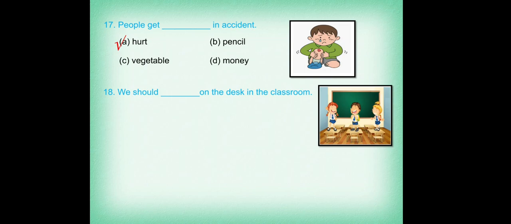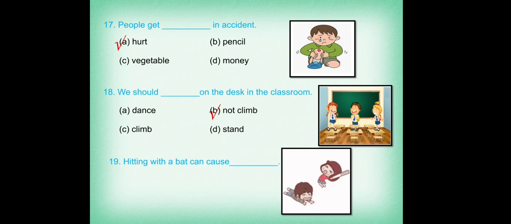We should dash on the desk in the classroom. Dance, not climb, climb or stand. What should we do? Shall we get up on the table and the chair and dance over there? No. We should not climb on the desk. What will happen if we climb on the desk? We might fall down and we might get hurt. Right?